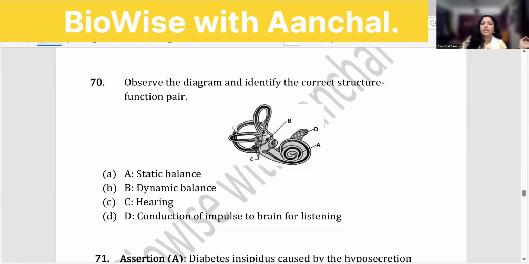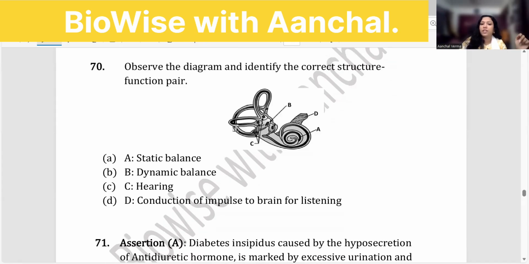Observe the diagram and choose the correct sequence of structure and function. Now you can see here the C is the ampulla. Ampulla is responsible for hearing? No. B is the vestibule. Vestibule, utriculus and sacculus. Utriculus and sacculus is for static balance. But here B is written as dynamic balance. So this is also wrong. A is cochlea. Cochlea is for hearing. But here cochlea is written as static balance. That is also wrong. D is the nerve that originates from cochlea that is important for listening. So D is for conduction of impulse to brain for listening is the right answer.